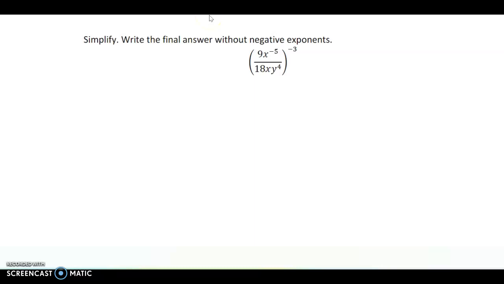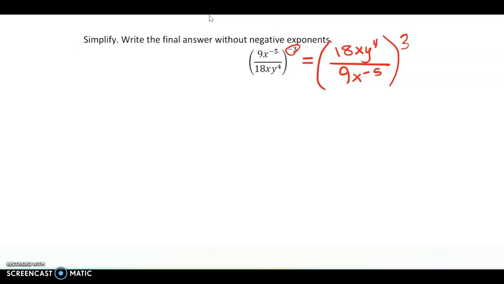So first, I see this negative exponent on the outside. When you have a negative exponent on the outside of a fraction, you can flip the fraction and the exponent becomes positive. So it's like we're putting the bottom on top and the top on bottom, which takes care of that negative. So it then becomes 18x y to the fourth over 9x to the negative fifth. So notice everything stays exactly the same. It just switches places, and now it's to a positive 3.